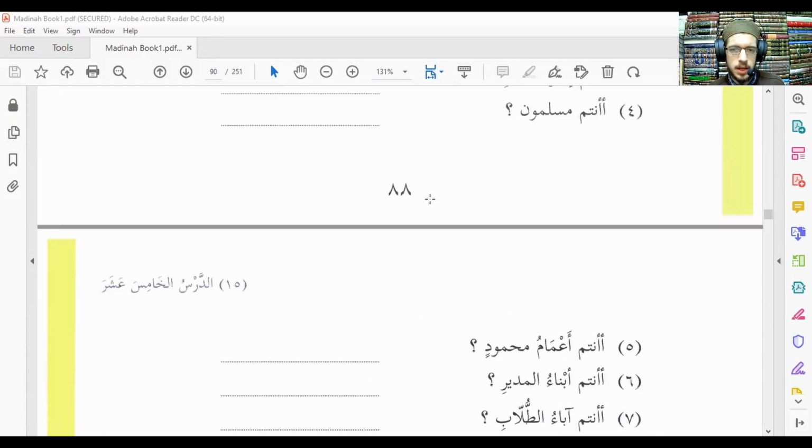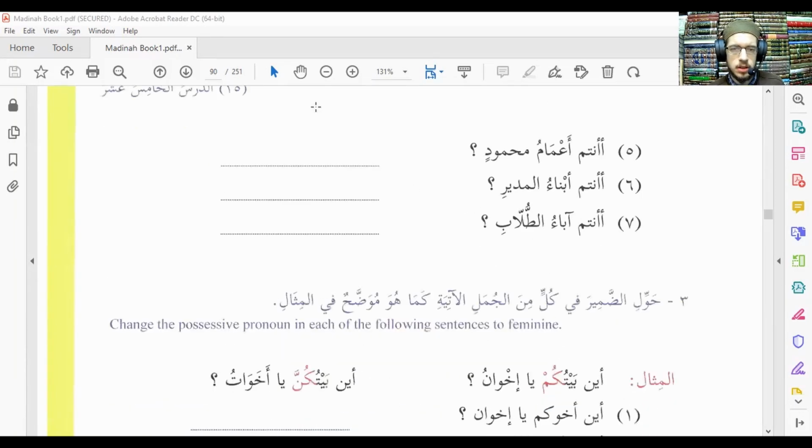We've crossed over to page 89. MashaAllah. Antum a'mamu mahmudin. Okay, a'mam is the plural of am. And we remember no parking for uncles. Right, that's one of the Google Translate mistranslations or translation fails that I saw in Medina. All right, a'mam is not the plural of am.